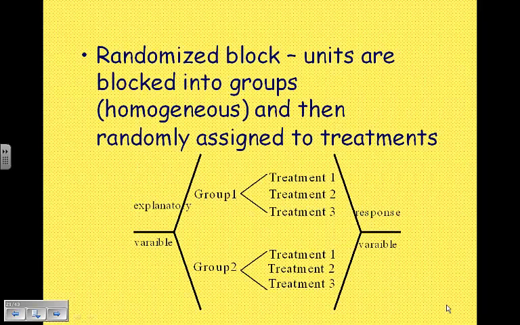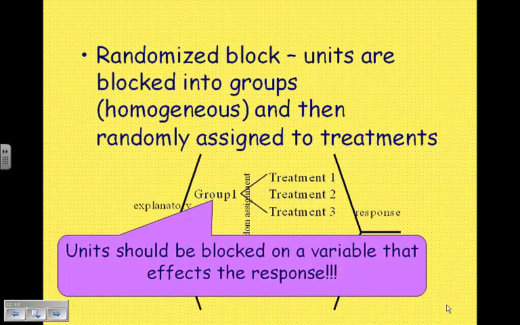Another type is called a randomized block. A randomized block is where units are blocked into homogeneous groups, and then they randomly assign them to treatments. So the first thing we do is we divide them into 2 groups, and then in each group we would randomly assign them to treatments. So group 1 would get randomly split into 3 treatments. Group 2 would get randomly split into 3 treatments, and then we would compare. So you would make sure that you're blocking on a variable that affects the response.